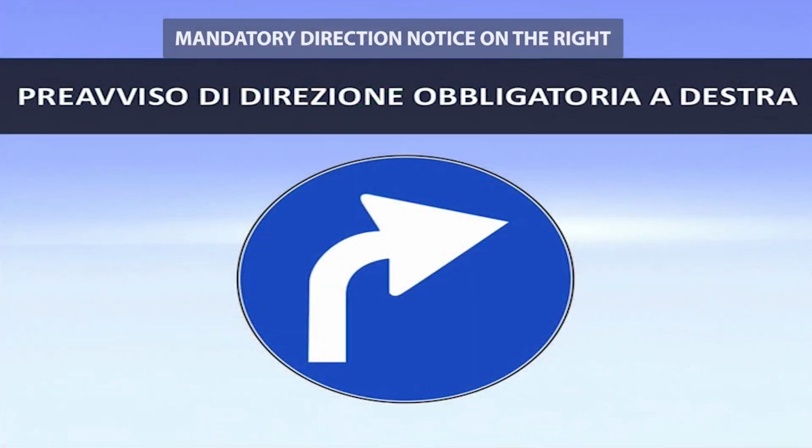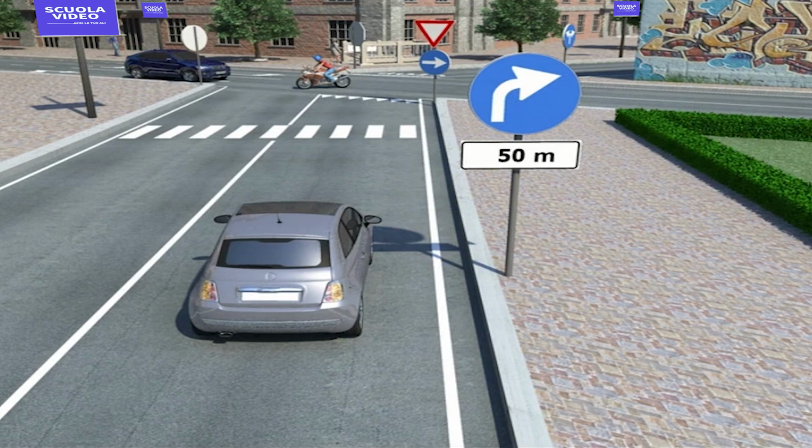Preavviso di direzione obbligatoria a destra. Mandatory direction notice on the right. This sign announces the obligation to turn right at the next intersection, prohibiting continuing straight or turning left. It can be integrated with a panel that indicates the distance from the mandatory point and precedes a mandatory direction sign on the right.